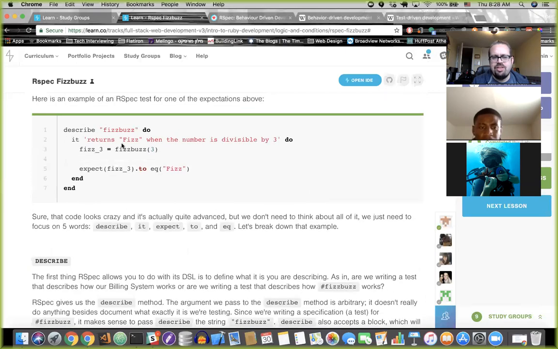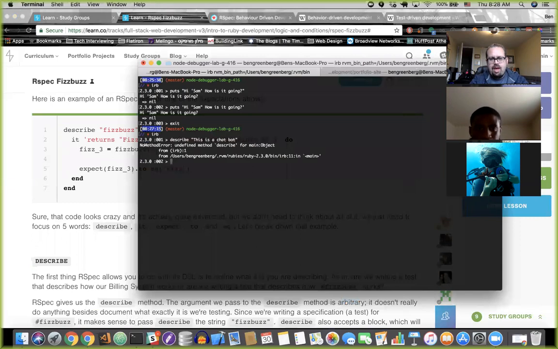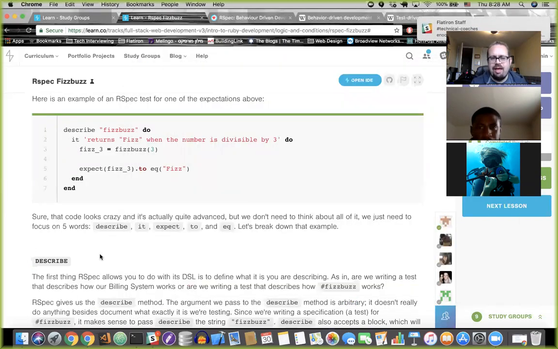Right, so describe just lets you describe very quickly. Obviously it's not going to work here because IRB doesn't have RSpec, but you could write describe this as a chatbot, and that would just be giving you a high level description of what your code is, like the one liner. What is this program? It's a chatbot, it's FizzBuzz, it's a billing system, it's whatever.